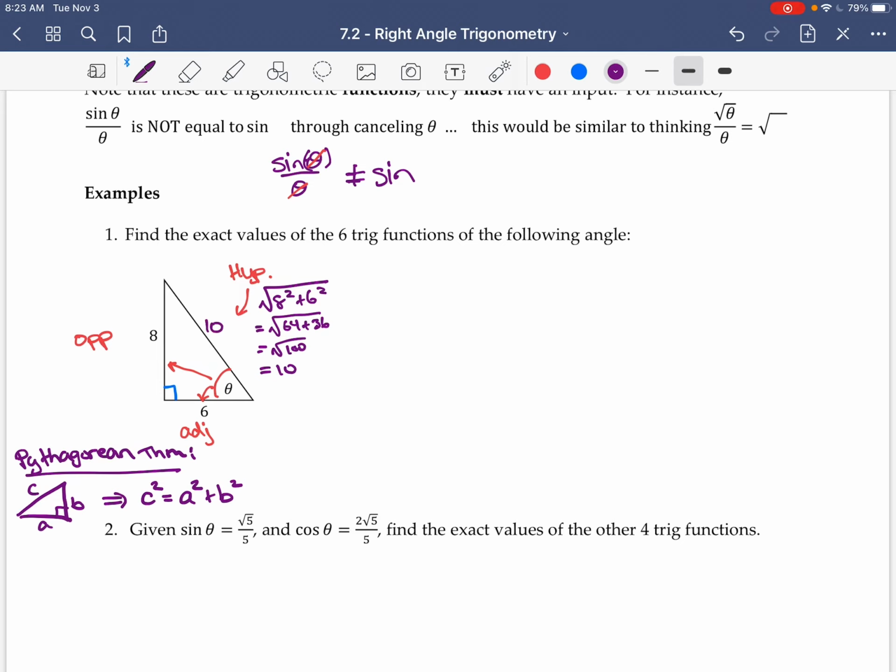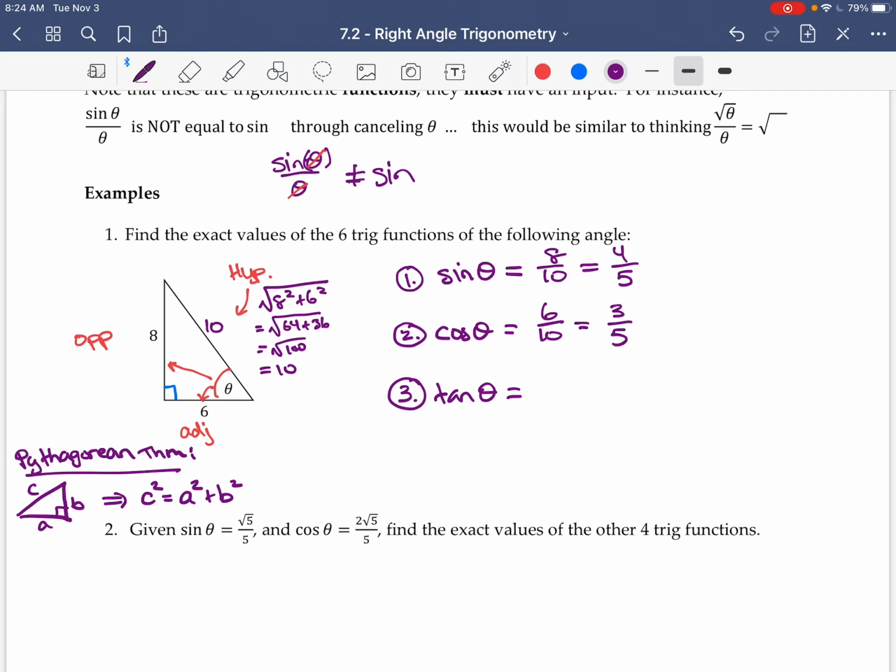Then we want to just write all our trig functions out. So we have sine theta, cos theta, tan theta. Sine theta is the opposite over the hypotenuse. So that's 8 over 10, which is the same as 4 over 5. Cos theta is the adjacent over the hypotenuse. So that's going to be 6 over 10, which is the same as 3 over 5. And tan theta is the opposite over the adjacent. So that's 8 over 6 or 4 over 3.